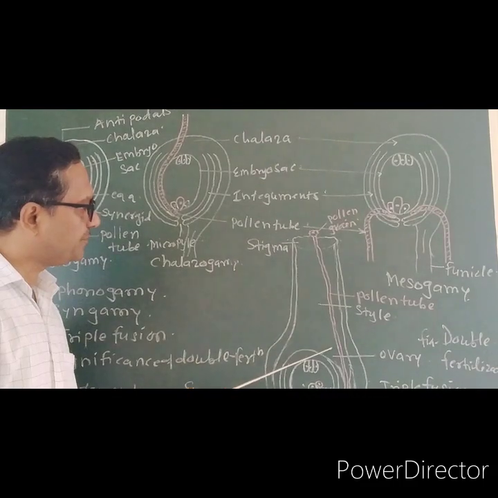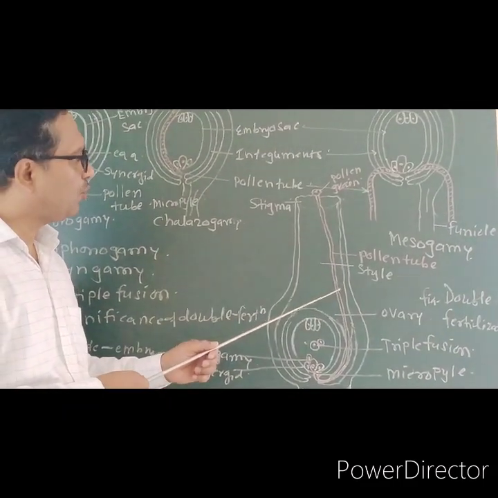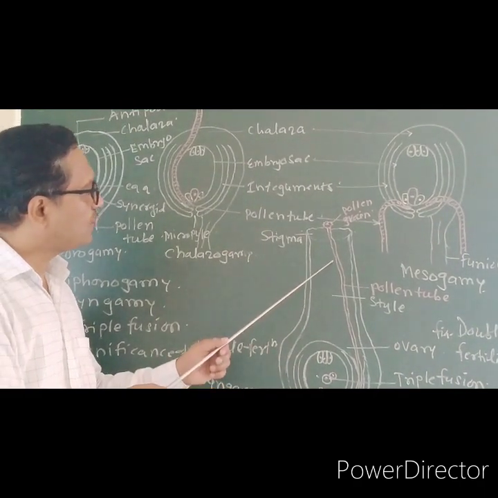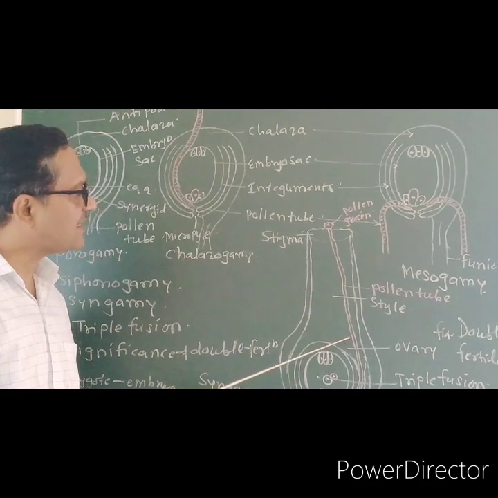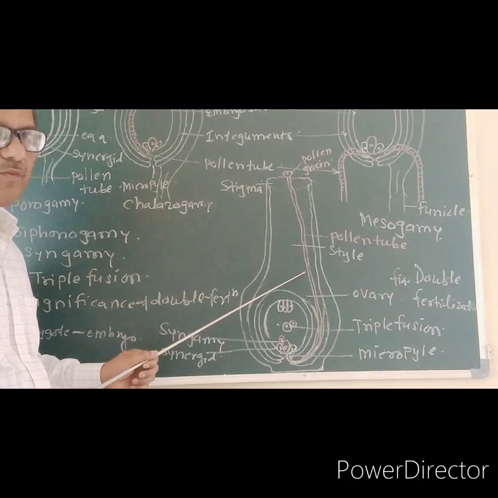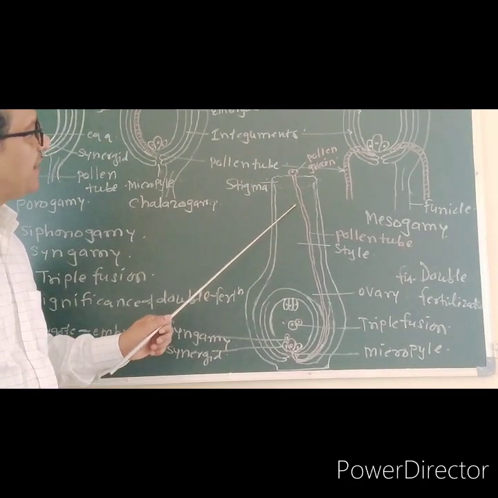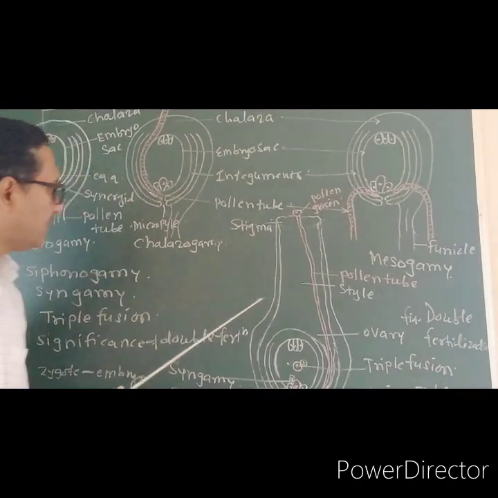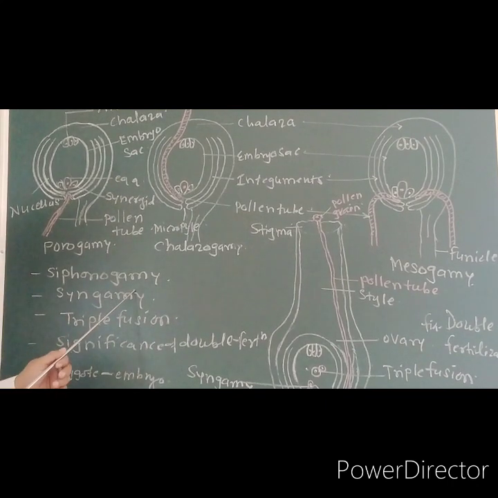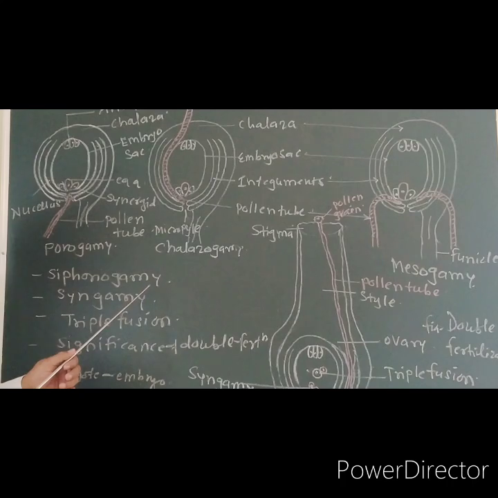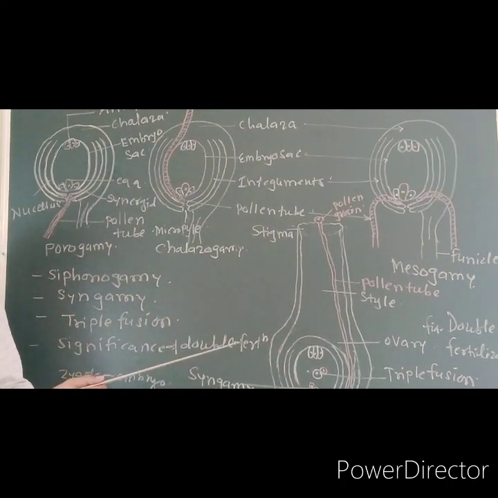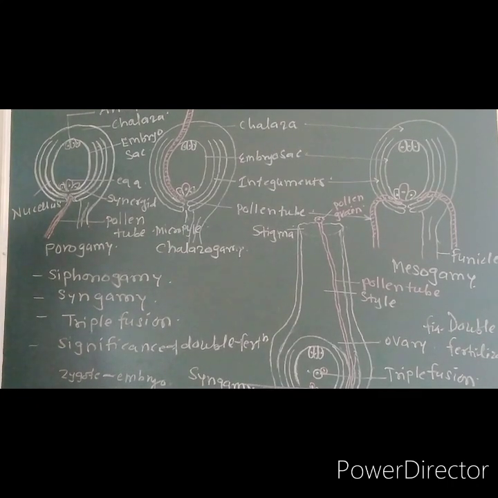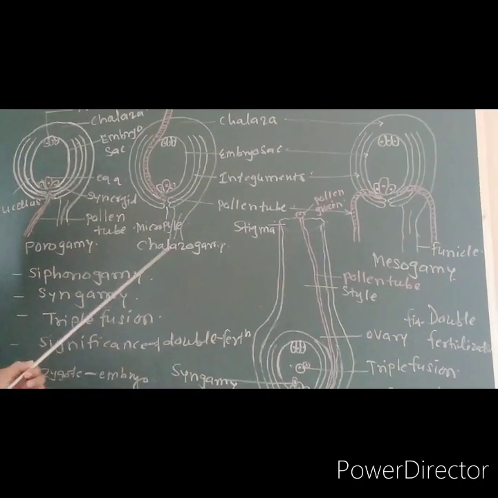Now, in this pollen tube, there are two non-motile male gametes. These two non-motile male gametes are carried through the hollow pollen tube. The pollen tube is a hollow structure. It is termed siphonogamy, or in other words, the pollen tube carries two non-motile male gametes through this hollow structure. It is known as siphonogamy.